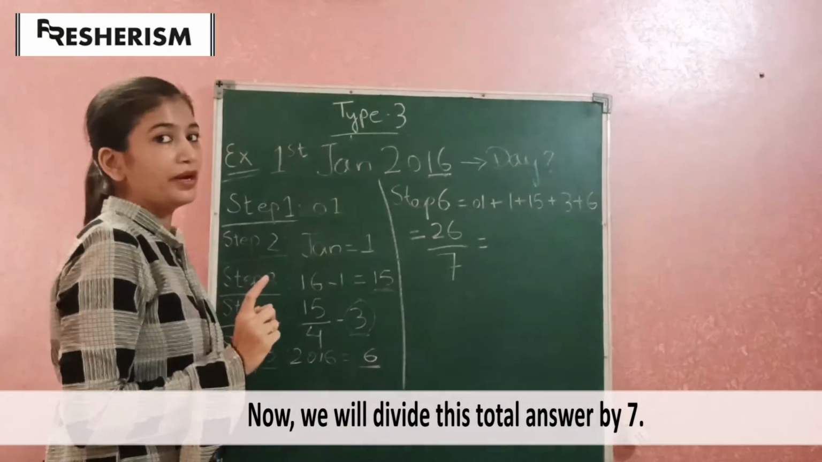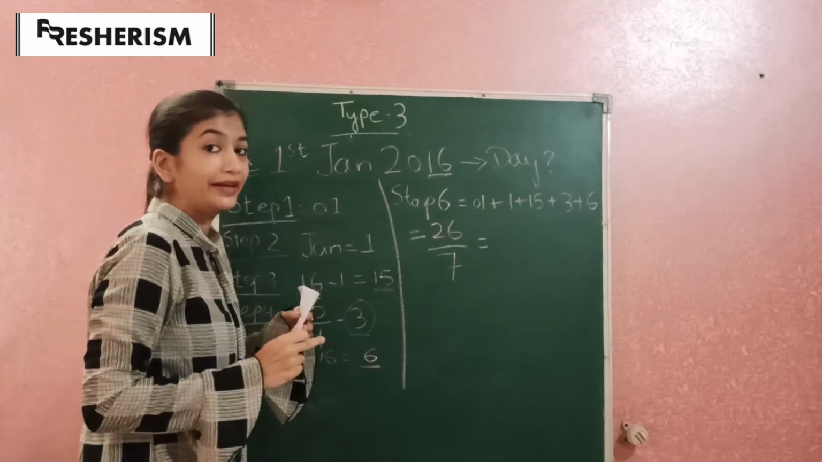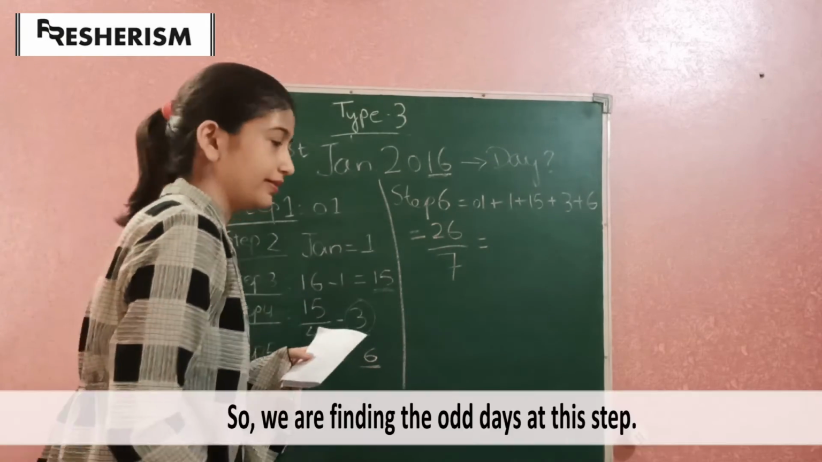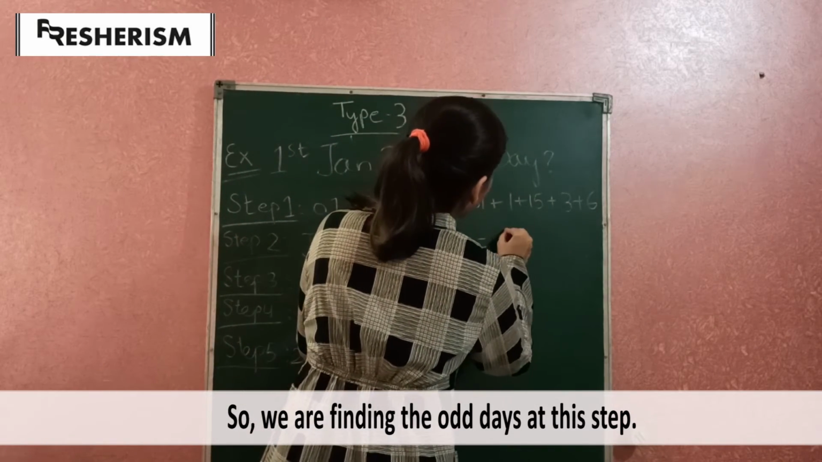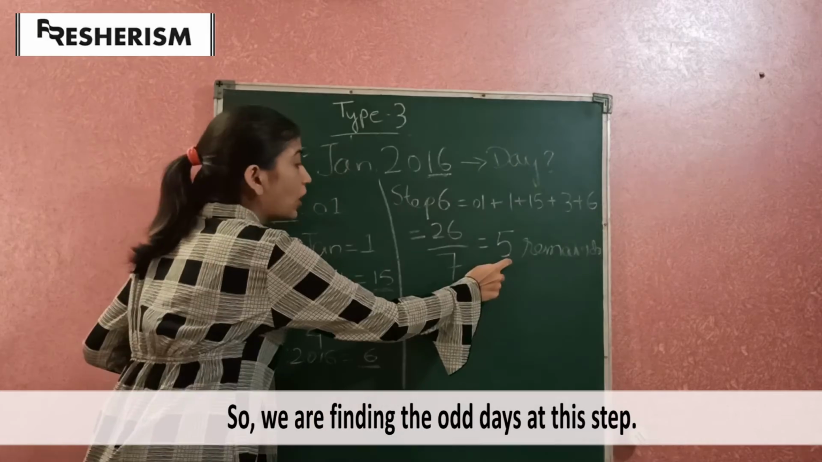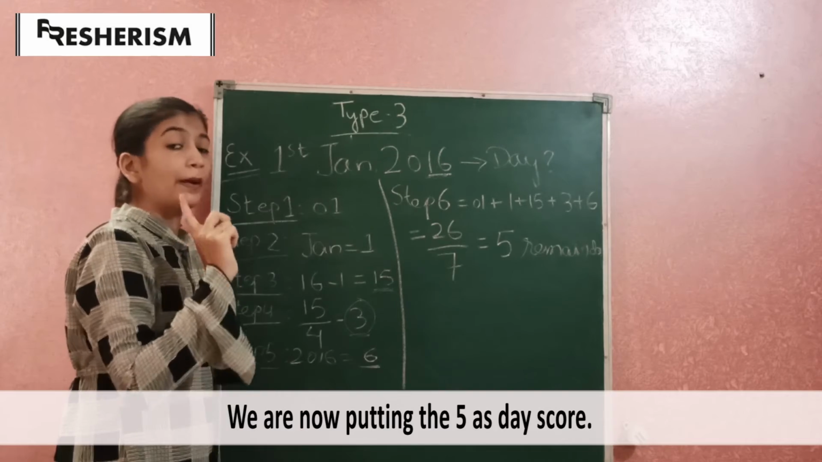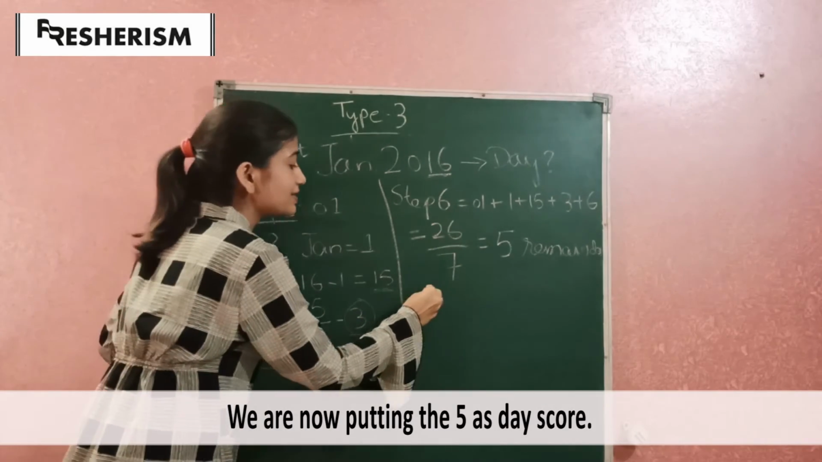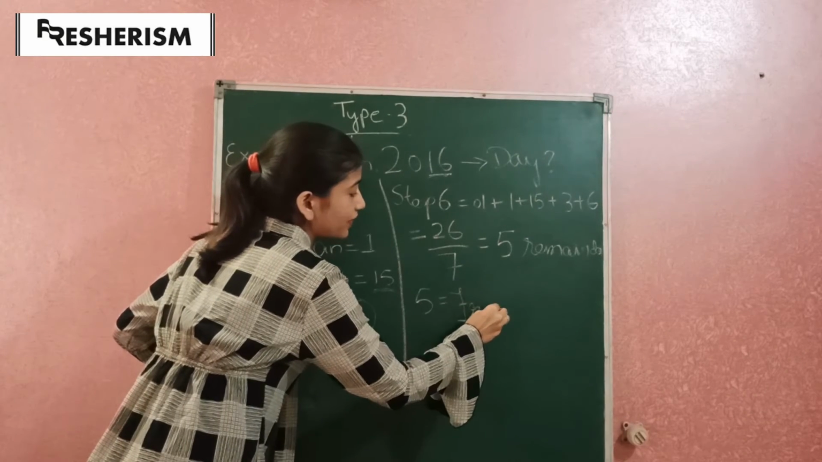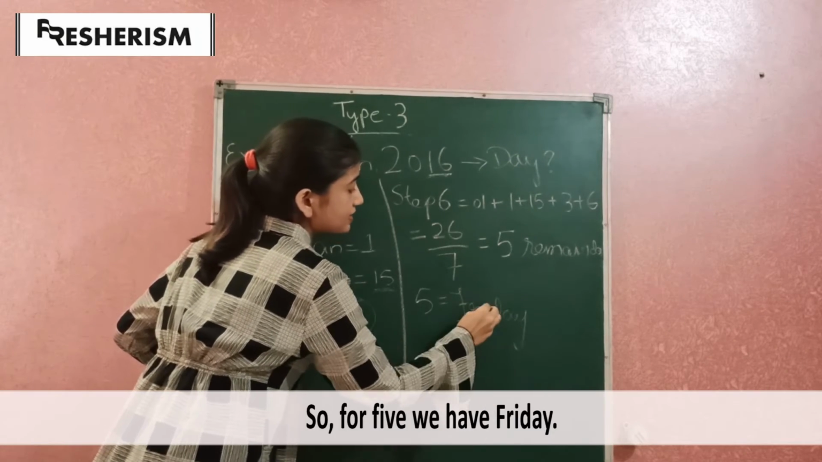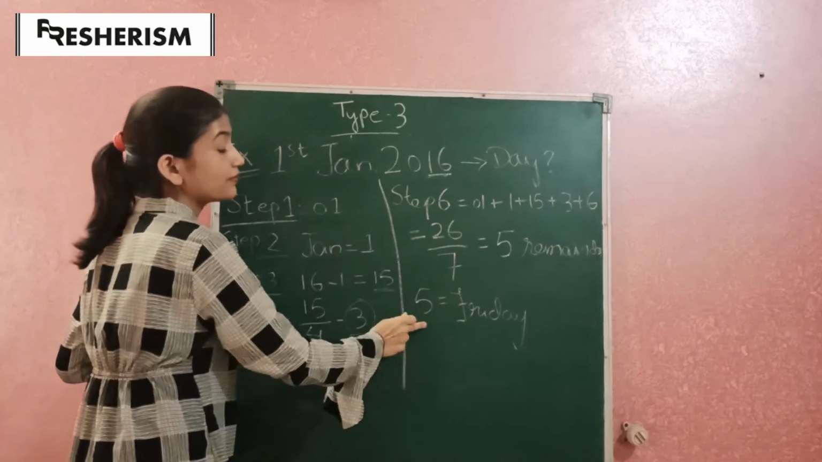Here the answer will be the remainder. You might be thinking that dividing the sum by 7, this is the same formula for finding the odd days. So here also we are finding the odd days. 26 divided by 7. Here we have to mention the remainder. So the remainder is 5. Now put this 5 in the days code. 0 Sunday, 1 Monday. So for 5 it is Friday. So we can say that on 1st January 2016 the day was Friday.